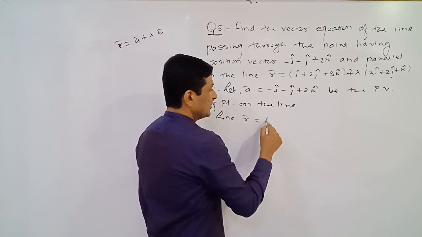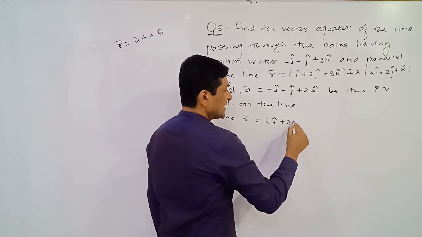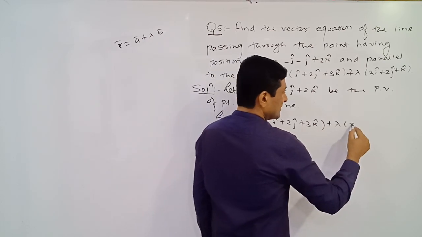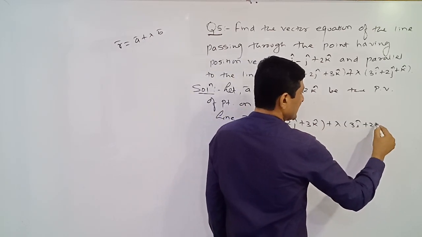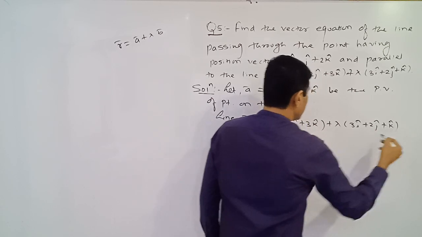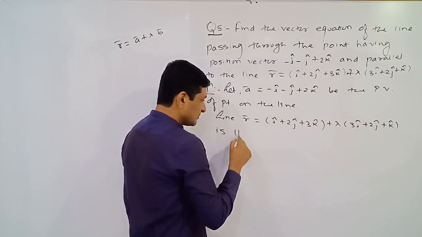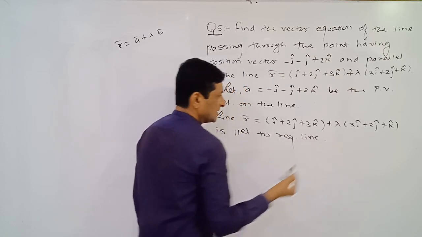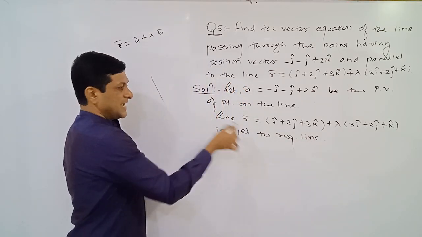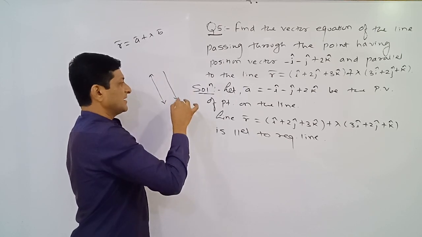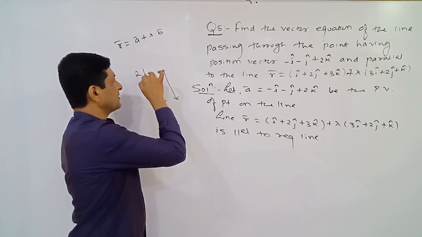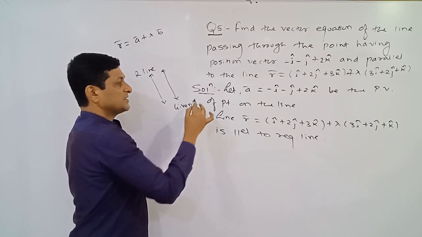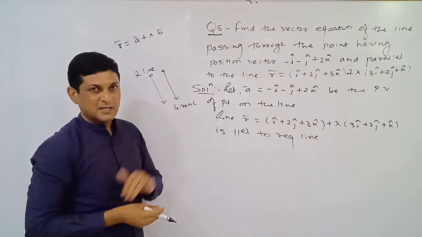r bar is equal to I cap plus 2j cap plus 3k cap plus lambda times 3I cap plus 2j cap plus k cap. It's parallel to the required line. So this is the given condition. So now we know that this line is parallel to our required line. Let us suppose that this is the required line, and this is the given line. It is given to us that the given line and the required line are parallel to each other.